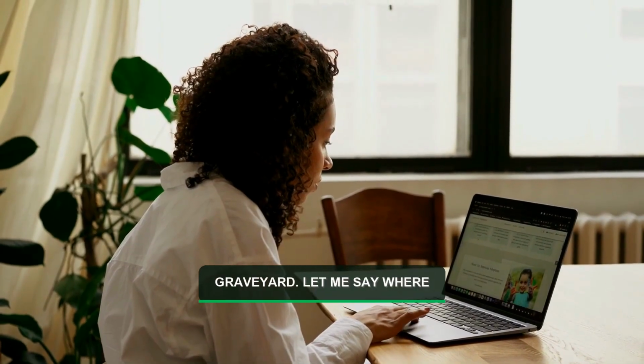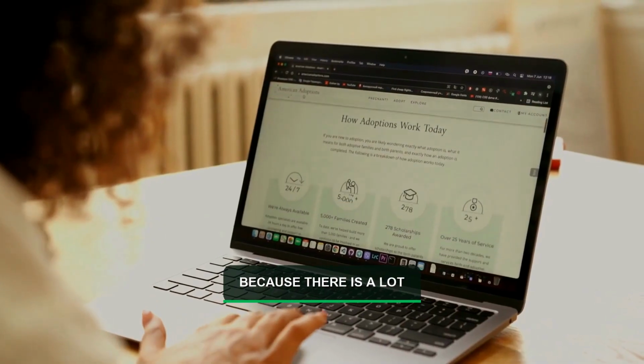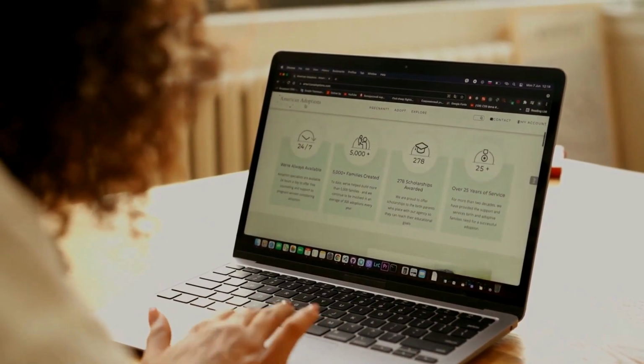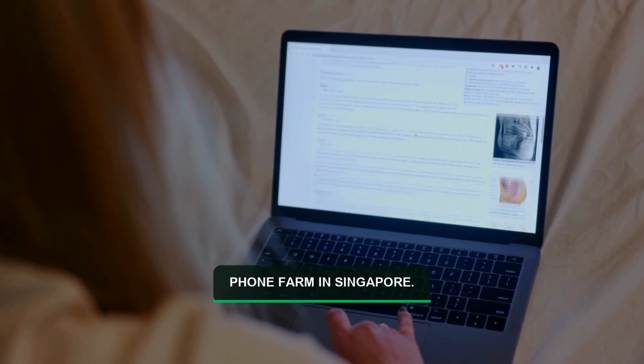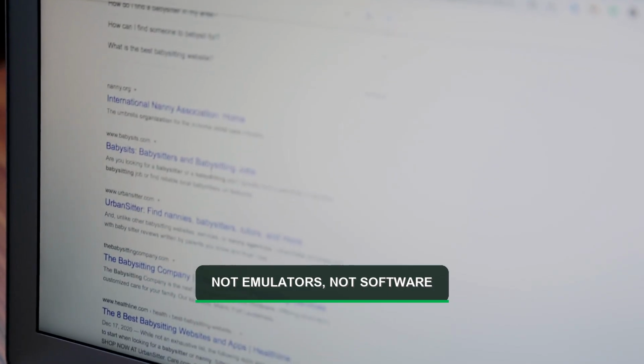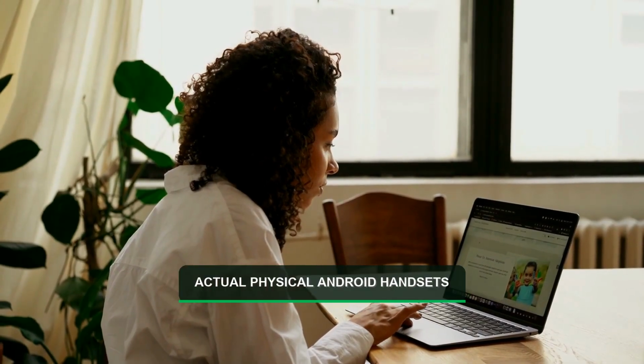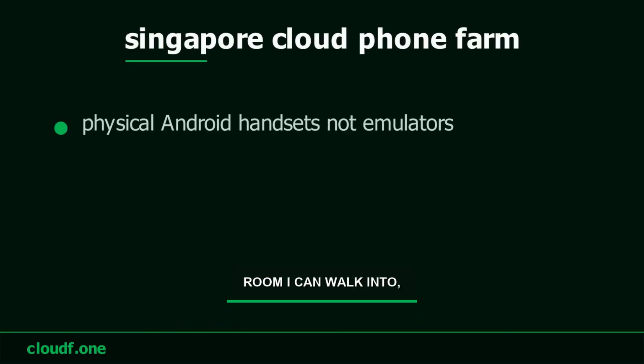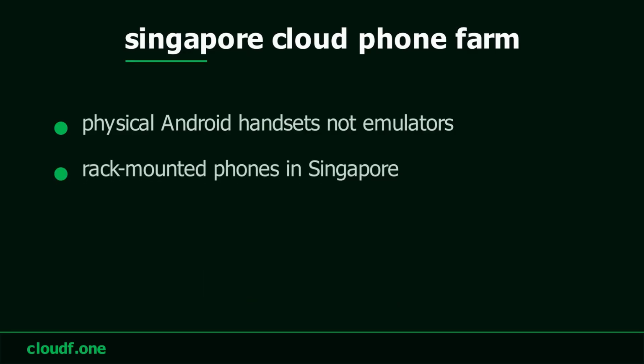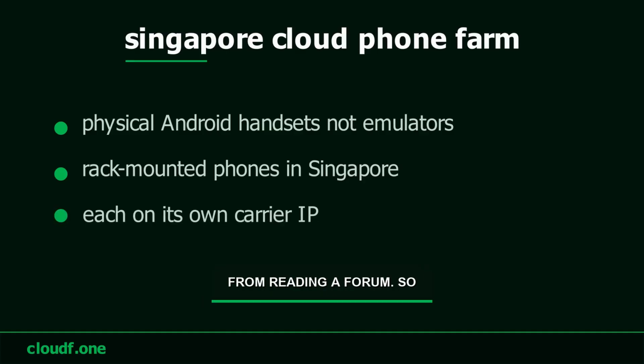Let me say where I am coming from first, because there is a lot of nonsense in this space. I run a real cloud phone farm in Singapore. Not emulators, not software pretending to be Android, actual physical Android handsets sitting on racks in a room I can walk into, each one on its own Singapore mobile carrier IP from Singtel, M1 or StarHub. So when I talk about what Telegram sees and what survives, it is from running the boxes, not from reading a forum. So let us start with the real question.